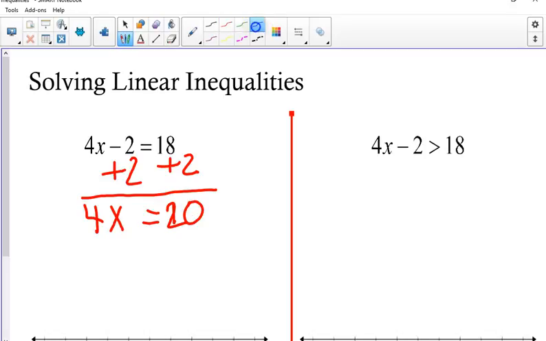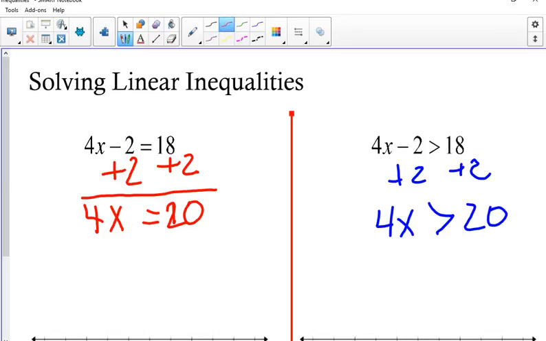All right, and then we will go over here. We're going to do the same thing. There's nothing different about what we're going to do. So now we have 4x is greater than 20. Okay? The difference between an inequality and an equation is that in an equation you're getting one answer, and in an inequality you're getting a range of answers, everything greater than a certain number.